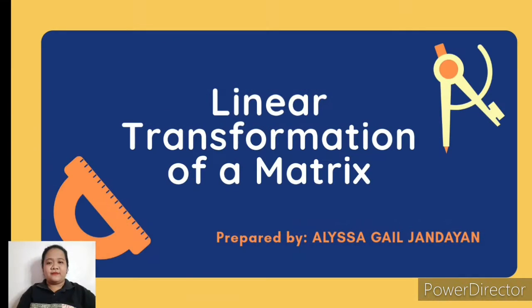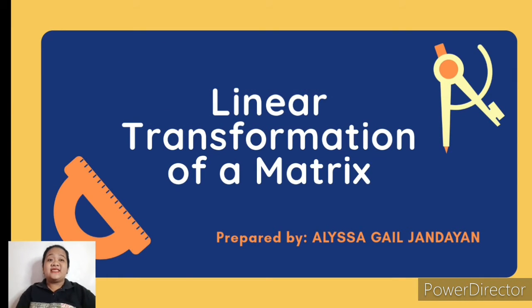But before anything else, let me introduce myself. My name is Eliza Gil Handayan. I am 21 years old. I graduated in 2019 at Davao Oriental State College of Science and Technology, now known as Davao Oriental State University here in Mati City. And I'm also connected and affiliated with Mati Polytechnic College Incorporated for more than 2 years.